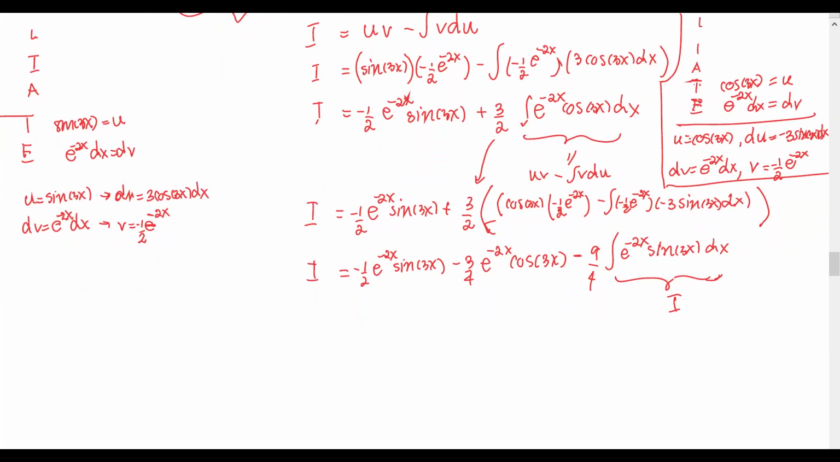So we're going to add 9 over 4 I to both sides of the equation. That becomes 13 I over 4 on the left, equals negative 1/2 e to the negative 2x sine of 3x minus 3 over 4 e to the negative 2x cosine of 3x.